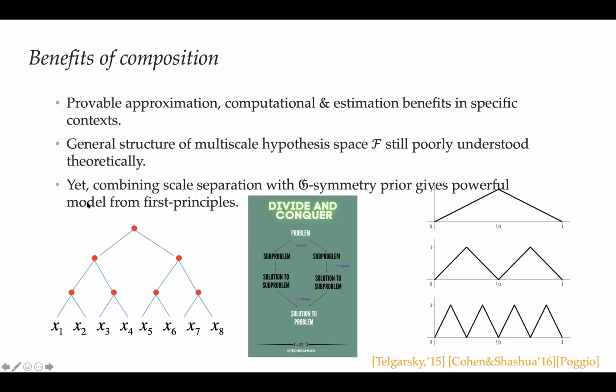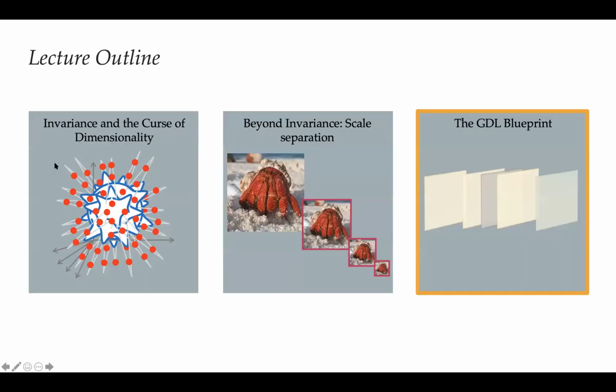So even though we don't have a perfectly clean theoretical picture yet, one thing that is obvious is that we can right away combine these two priors of scale separation and group invariance to give a very simple, powerful model from first principles. And that's the third part of my talk.